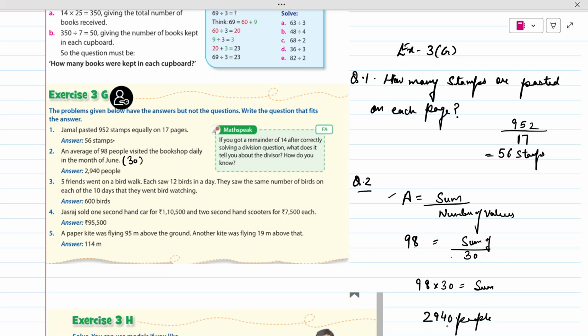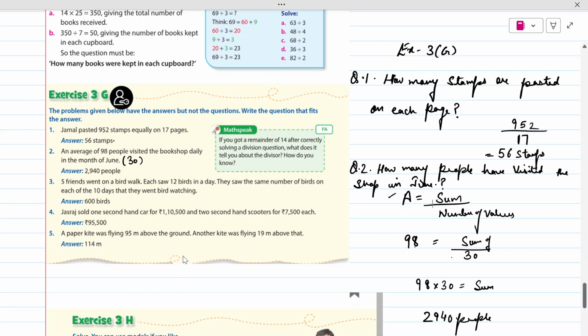So what we have found here is the total number of people who have visited the shop in the month of June. Okay, so what will be the next part of the question? I am writing the next part of the question here. The next part of the question is how many people have visited the shop in June. Okay, so this is the question.